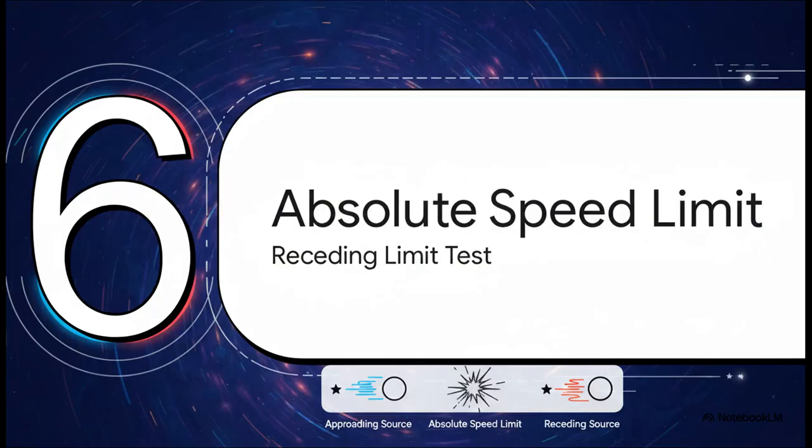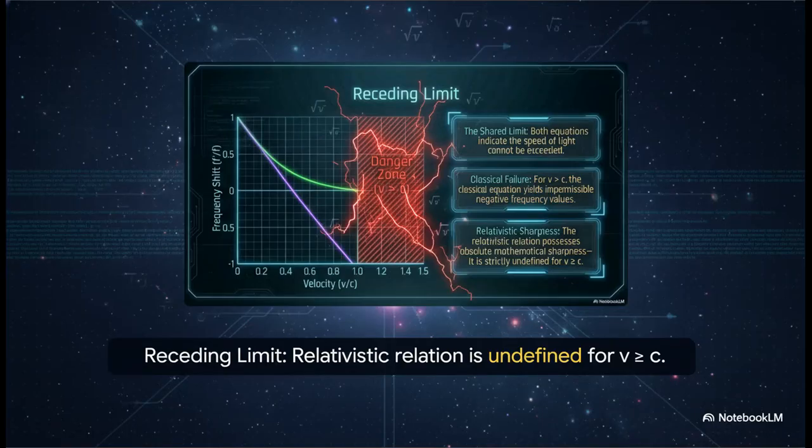Section 6. The absolute speed limit. So what about the receding limit? Again, velocity is on the bottom. Now, both models, the classical violet line and the relativistic green line, absolutely agree on one major thing. You cannot exceed the speed of light, which is that red danger zone at a velocity ratio of 1.0. But look at how differently they handle it.